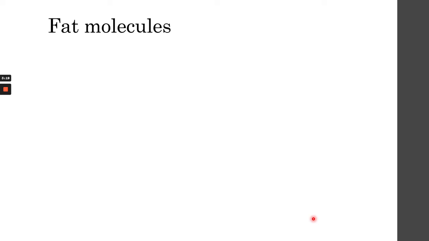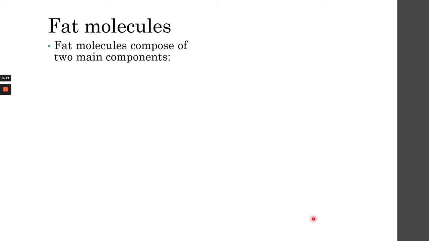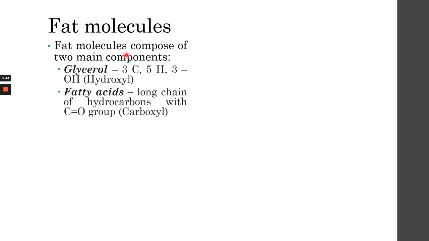So let's begin by discussing what are lipids. Lipids are basically fat molecules. Now, fat molecules have two components. One is what we call a glycerol, and glycerol are molecules with three carbons, five hydrogens, and three hydroxyl groups. Our OH group is also what we call an alcohol group, or in their term, we also call them hydroxyl group.